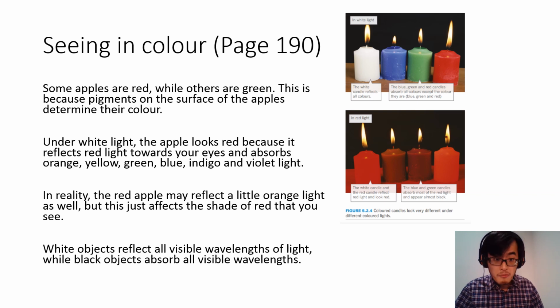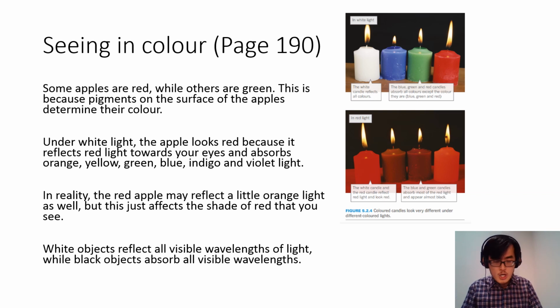White objects reflect all visible wavelengths of light, while black objects absorb all visible wavelengths, which is true. And there is a saying that if you wear black clothes, for example, on a very hot day, you will feel very warm. The reason for that is because the black shirt is absorbing all visible wavelengths. As compared to wearing a white shirt, the heat will not be stored as much as in a black object because you are reflecting the visible wavelengths of light.